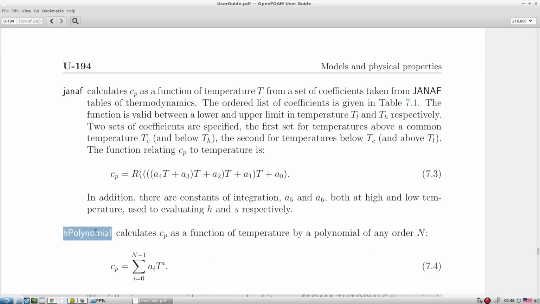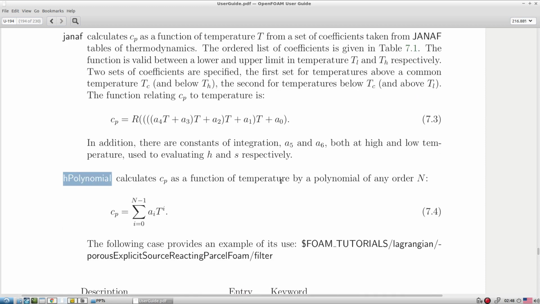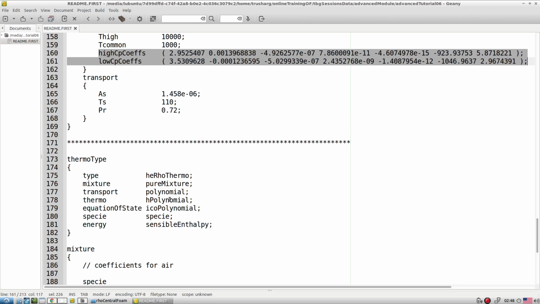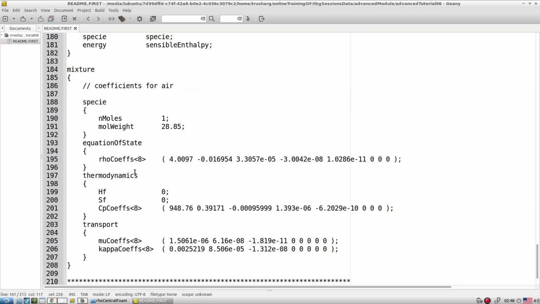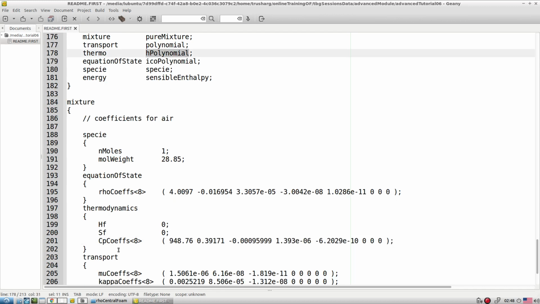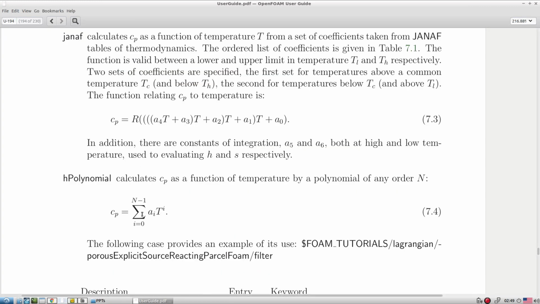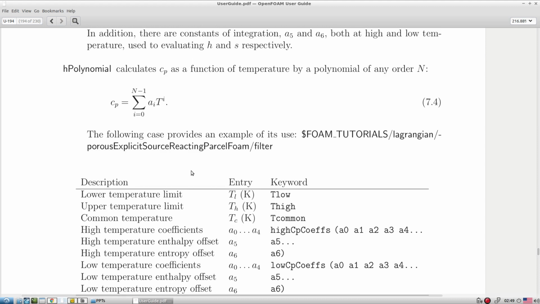Then hPolynomial, so Cp as a function of polynomial of any order. Maybe I have one example, hPolynomial in thermo. So Cp is a function of a polynomial, and when you work with hPolynomial, in this way you can specify the coefficients of this particular equation for Cp. So this is what different values you have.